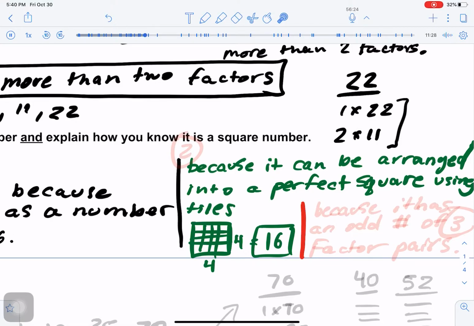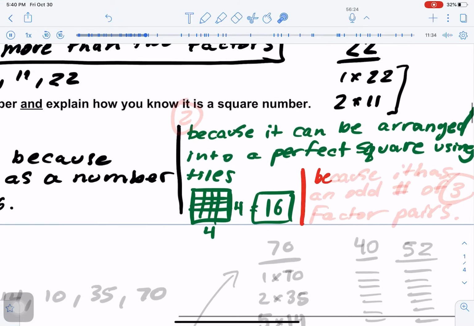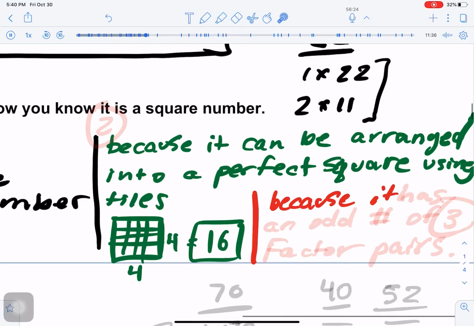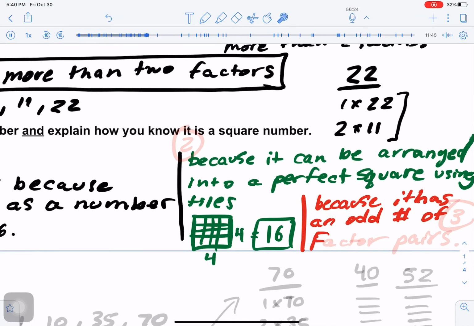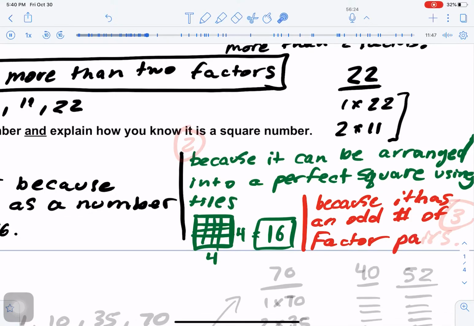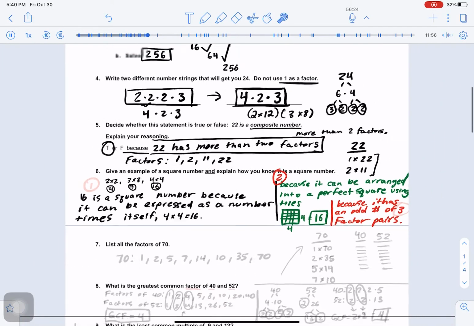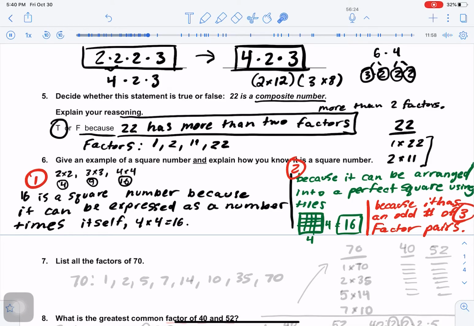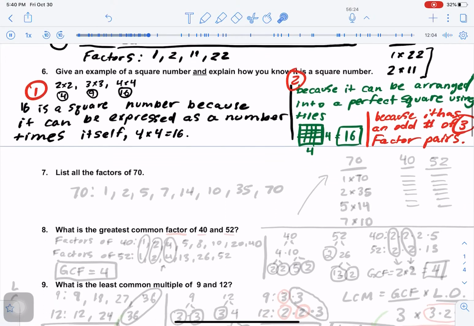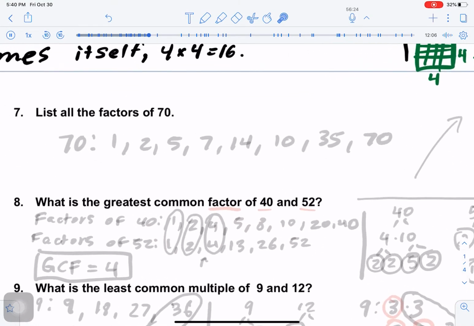Another possible answer is to say that 16 is a square because it has an odd number of factor pairs. Now, any one of these 3 responses would be a good response as to why a number like 16 is a square. Moving on to number 7, we're being asked to list all the factors of 70.